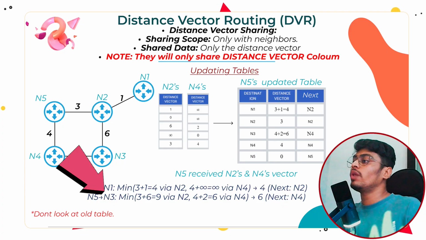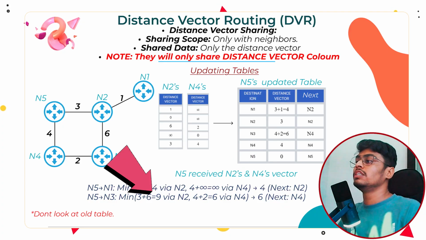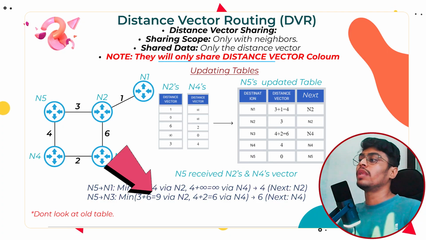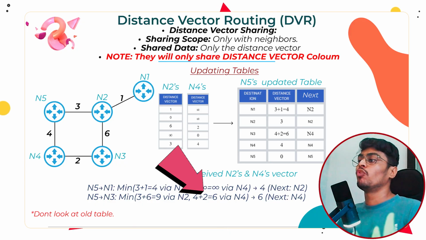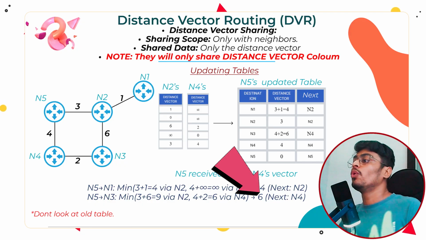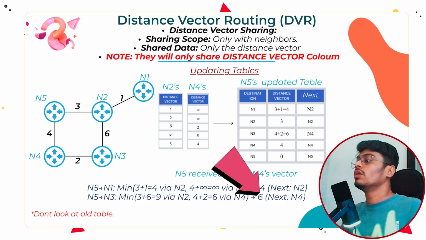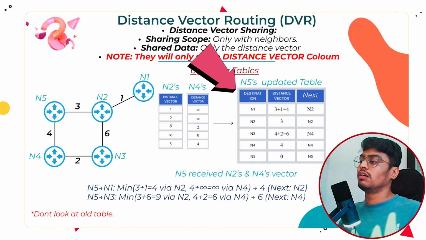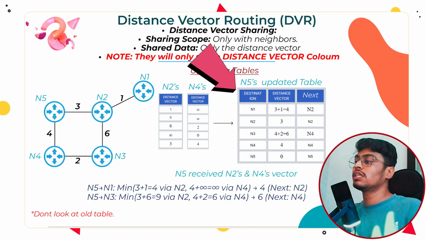For n5 to n3 via n2, the distance is 3 plus 6 equal to 9, and via n4 it is 4 plus 2, so the distance is 6. So we will use the minimum distance 6. Okay, so next hop will be n4. So that's how we will create n5's routing table. This process continues for multiple passes until all routing tables converge to optimal values. After 3-4 passes you will get the finalized routing table with minimum distances.